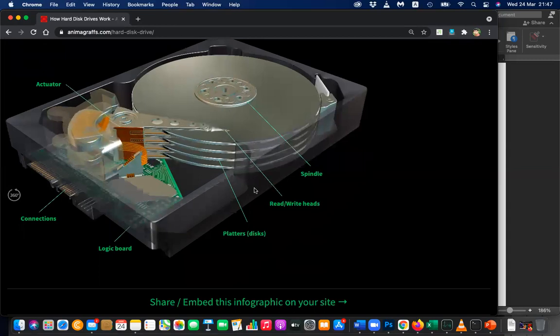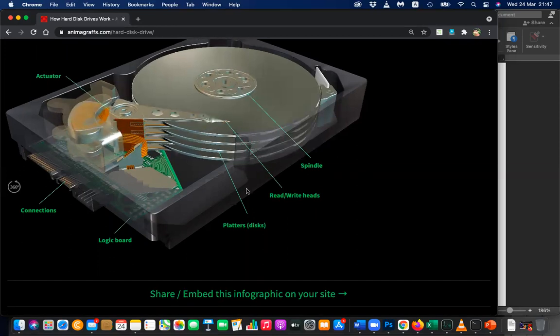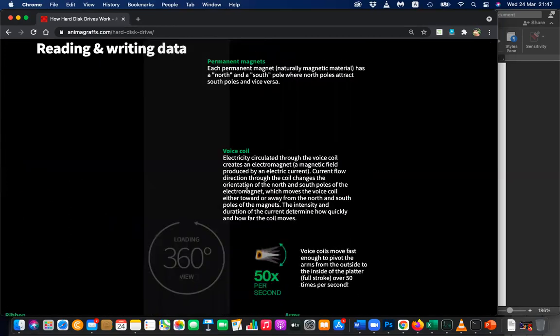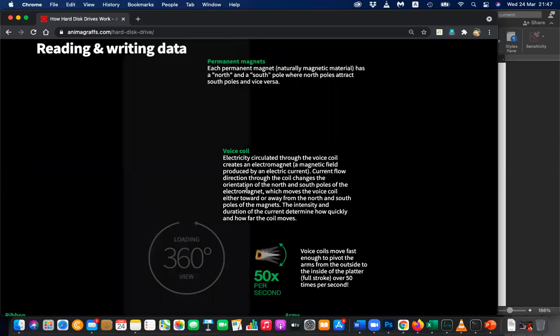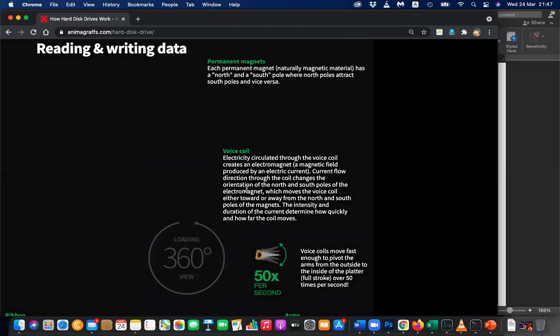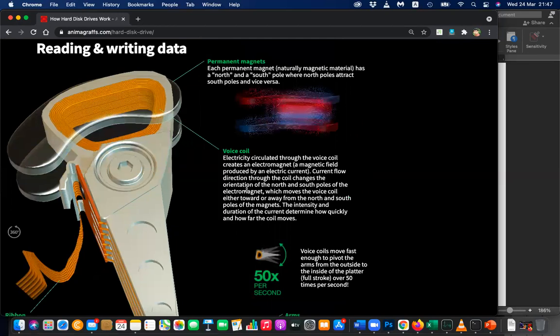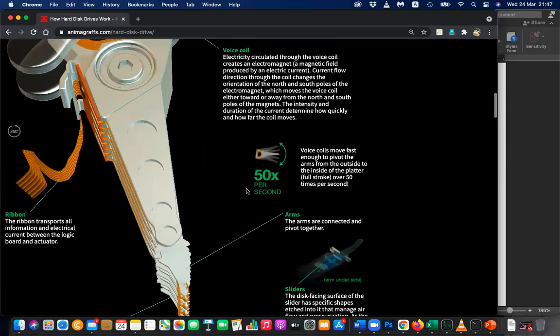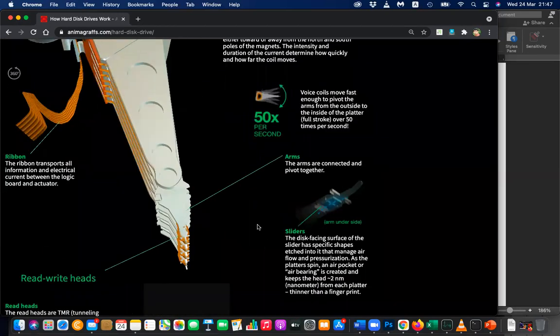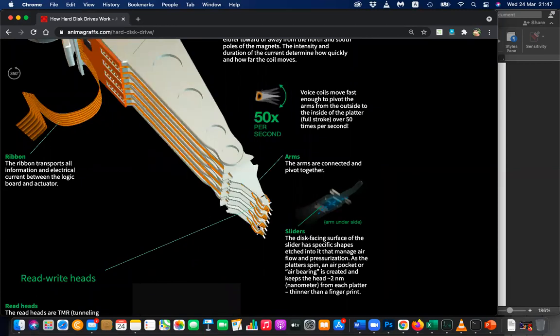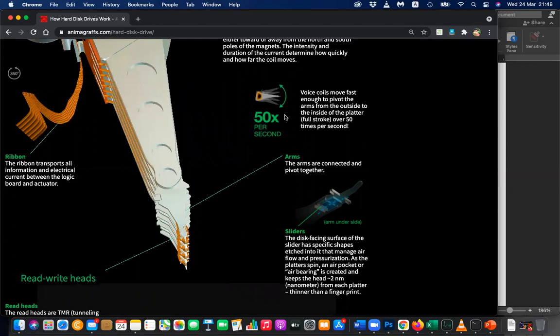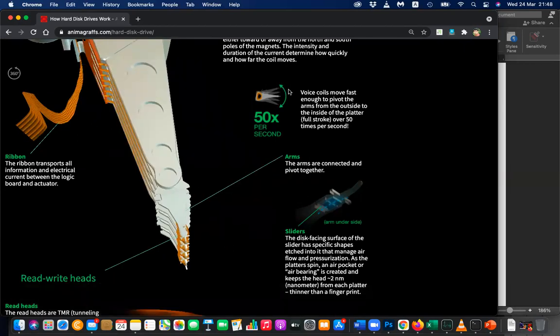Okay, so anyway, now I think you have the idea how this happens, and you can further explore this. In Animagraffs, just note the URL, and you can go down and see how these are working. And this is your read-write head, which is writing to all the platters. And the speed is here, 50, so 50 movements per second. So that is high speed, right?